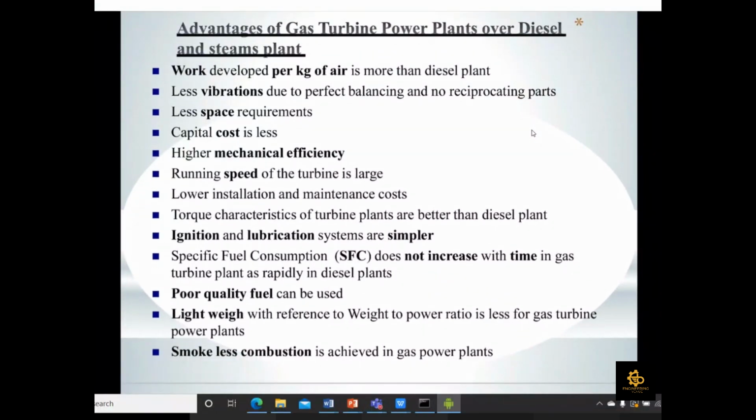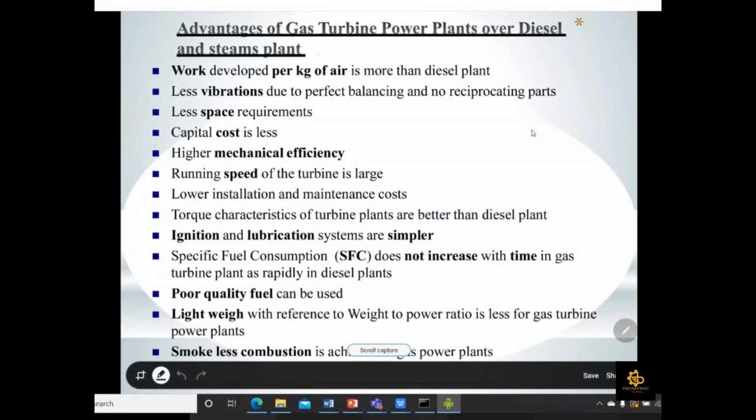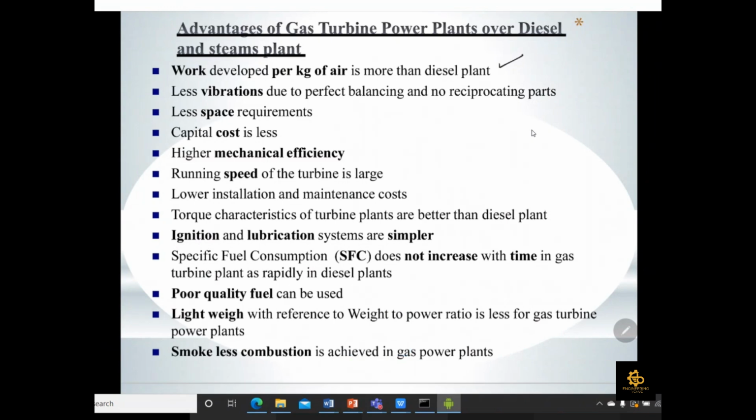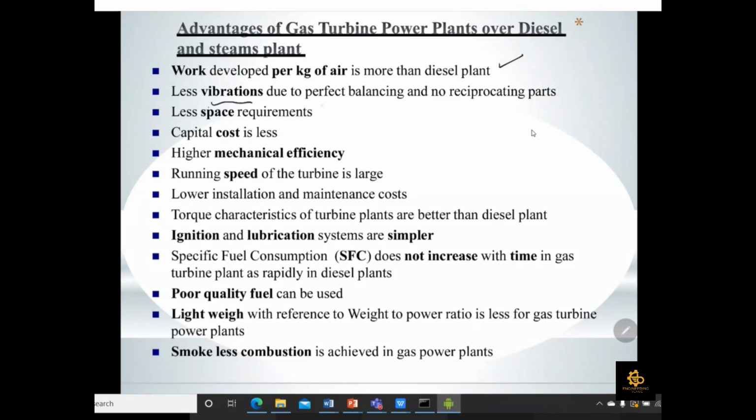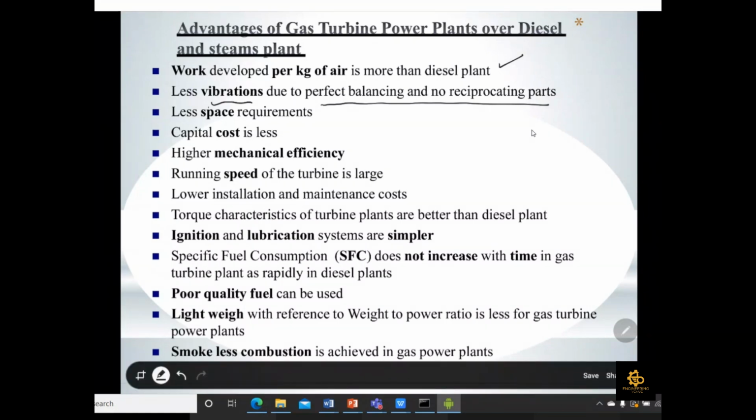Okay, so now looking at the advantages of a gas turbine power plant over diesel and steam power plants. The first advantage is that work per kg of air is more than in a diesel plant, and also in comparison to steam plants. Then there are fewer vibrations due to perfect balancing and no reciprocating parts. I already told you that these are rotary type engines and there is no reciprocating motion involved in it, so there will be less vibration as well.